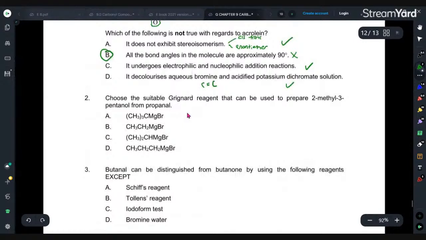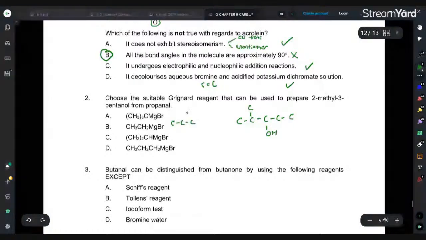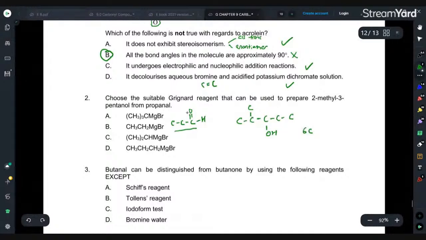Okay, now, check for here. Choose the suitable greener reagent that can be used to prepare 2-methyl 3-pentanone from propanol. Okay, kena lukis lah. Pentanone, 1, 2, 3, 4, 5. Position number 3. And then here there is a methyl group. Okay, dari propanol, 1, 2, 3. Okay, propanol. So kena tahu lah sini ada 3 carbon lagi. Jumlah ini 6 carbon. Jadi, greener reagent anda mesti ini 3 carbon campur 3 carbon baru jadi 6 carbon.